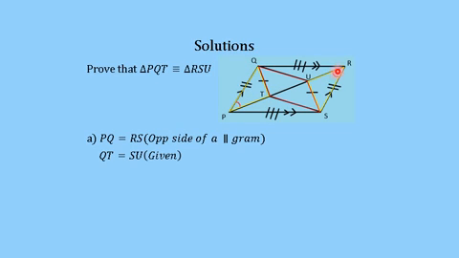PT and RU, they are not marked. So do not lie and say they are equal. They are not equal up until you prove that these two triangles are congruent. Okay, so we go to the angles.